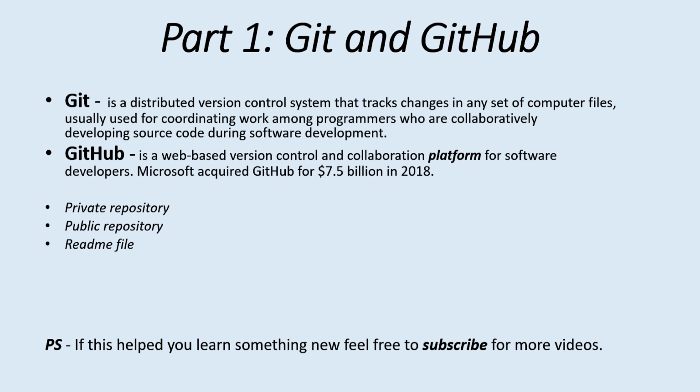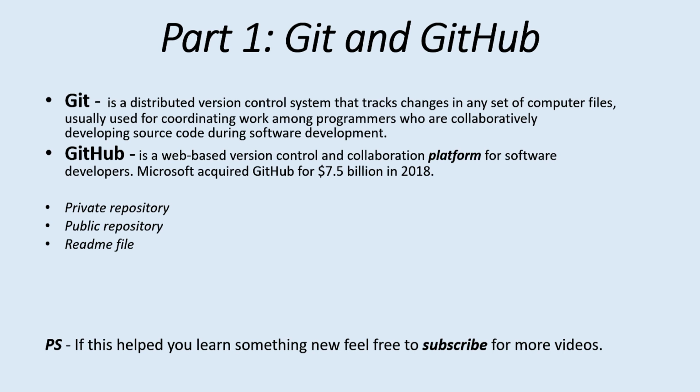Git is a distributed version control system that tracks changes in any set of computer files, usually used for coordinating work among programmers who are collaboratively developing source code during software development. And GitHub is a web-based version control and collaboration platform for software developers. Microsoft acquired GitHub for $7.5 billion in 2018.